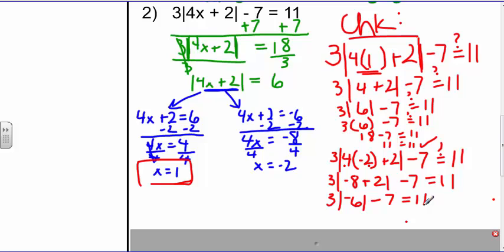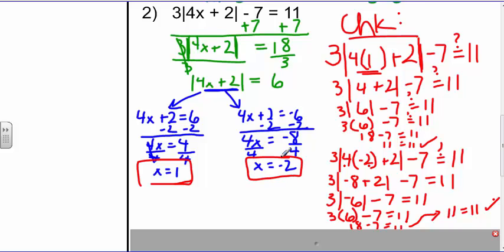Equal to 11. So the absolute value of negative 6 is a positive 6, so you have 3 times a positive 6 now. Minus 7 equals 11. You finish out the problem. 3 times 6 is 18. Minus 7 equal to 11. And 18 minus 7 is 11 equal to 11, so it does work. So negative 2 is also a solution.